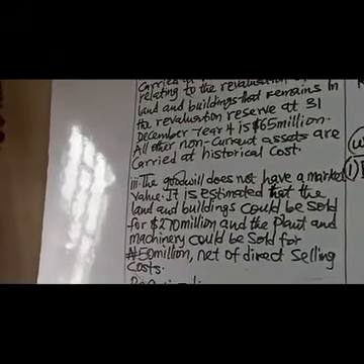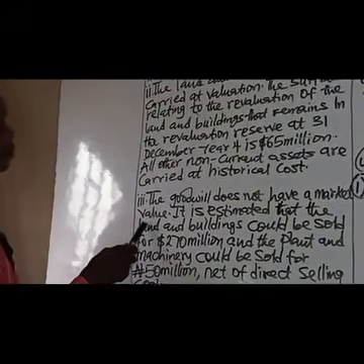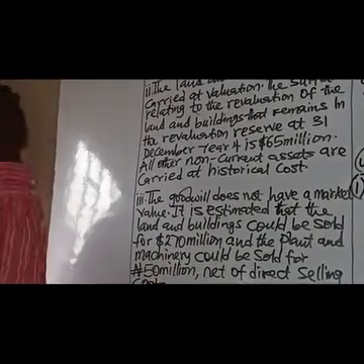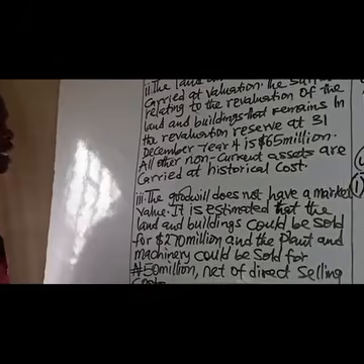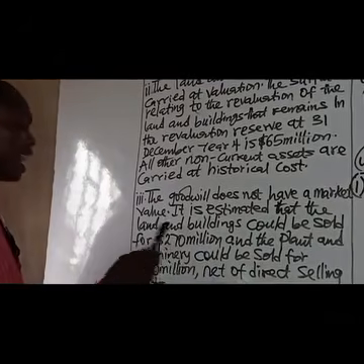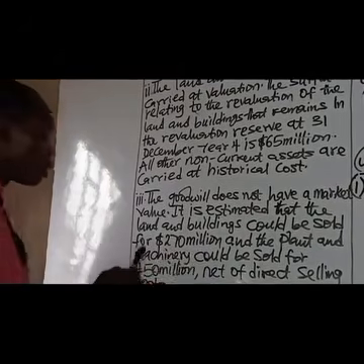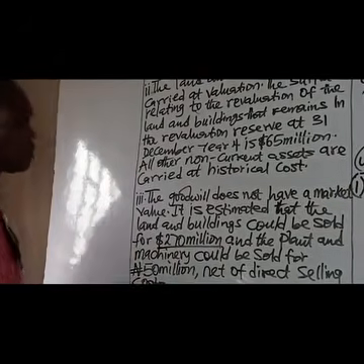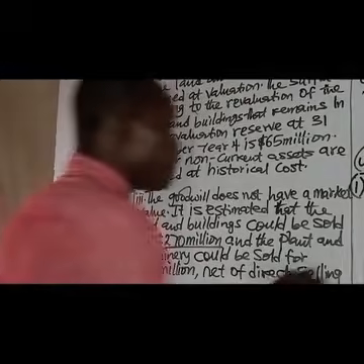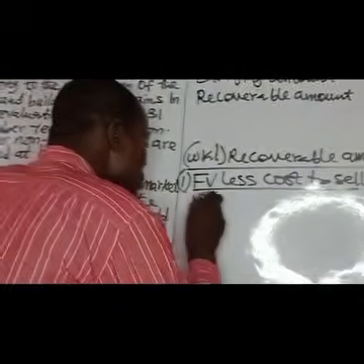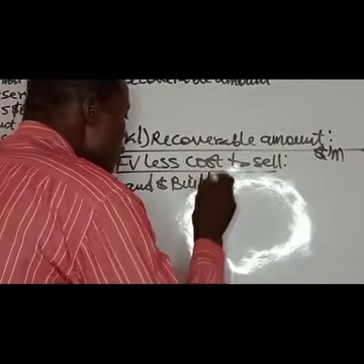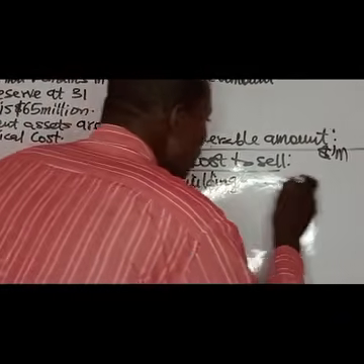Now, note 3. You were told that the goodwill does not have a market value, so it doesn't have a fair value. It is estimated that the land and buildings could be sold for 270 million naira. So we have the fair value of land and building of 270 million.